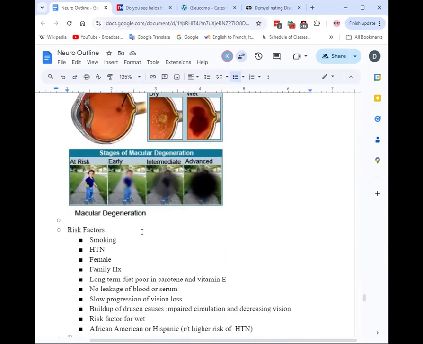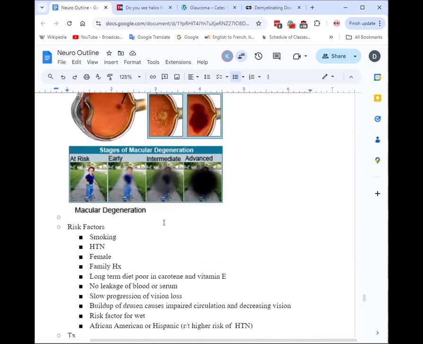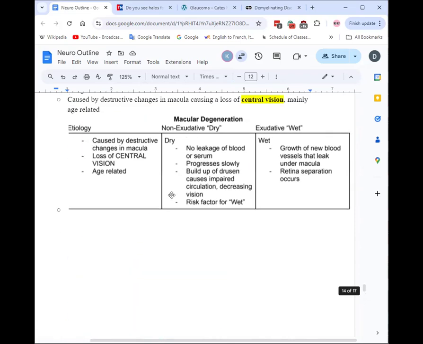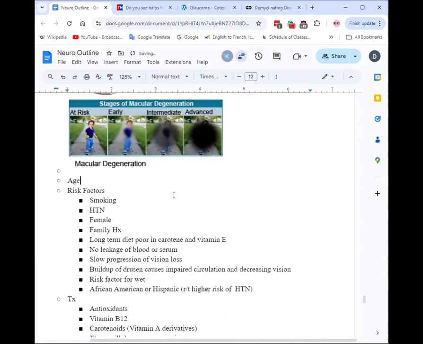I think your main focus in understanding this is just knowing that one of your biggest factors is age. Not really risk factors, but the biggest thing that causes it is age. It's related to aging. So if a patient asks, why is this happening, it's age related. But there are risk factors involved, like your typical suspects: smoking, hypertension, family history. Women are more likely to have it. I'm not really sure of the reason, but that was mentioned there.